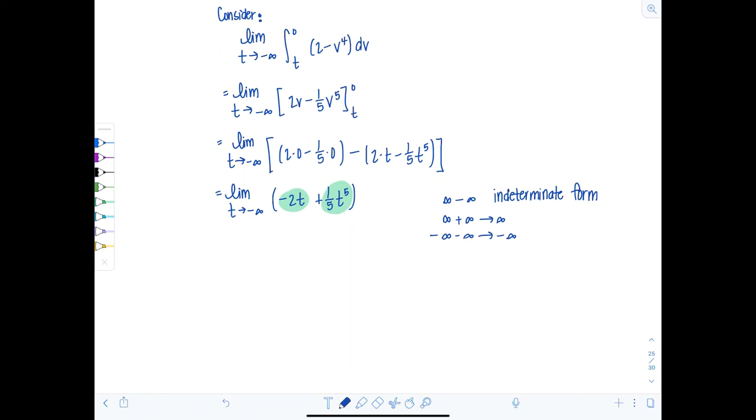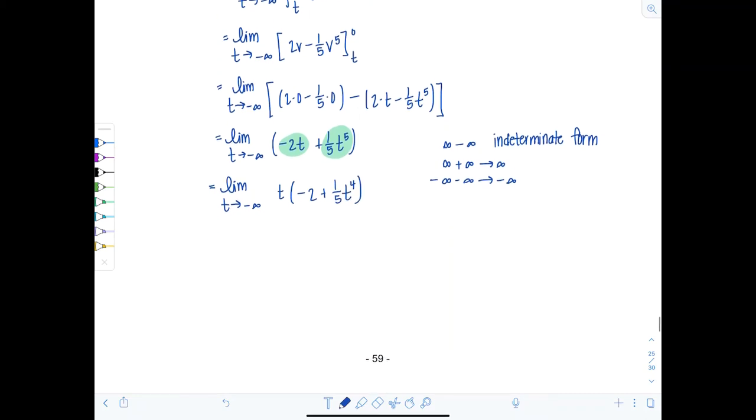So what to do? You can actually just factor out a t, and this works out pretty nicely. So this is the limit as t approaches negative infinity. I'm going to take a t out, and then I have negative 2 plus 1 fifth t to the fourth. And look how beautifully this fixes things, because if t is going to negative infinity, then this is going to negative infinity, raised to the fourth power. So now it's positive infinity, minus 2 does nothing really. So that's just going to positive infinity.